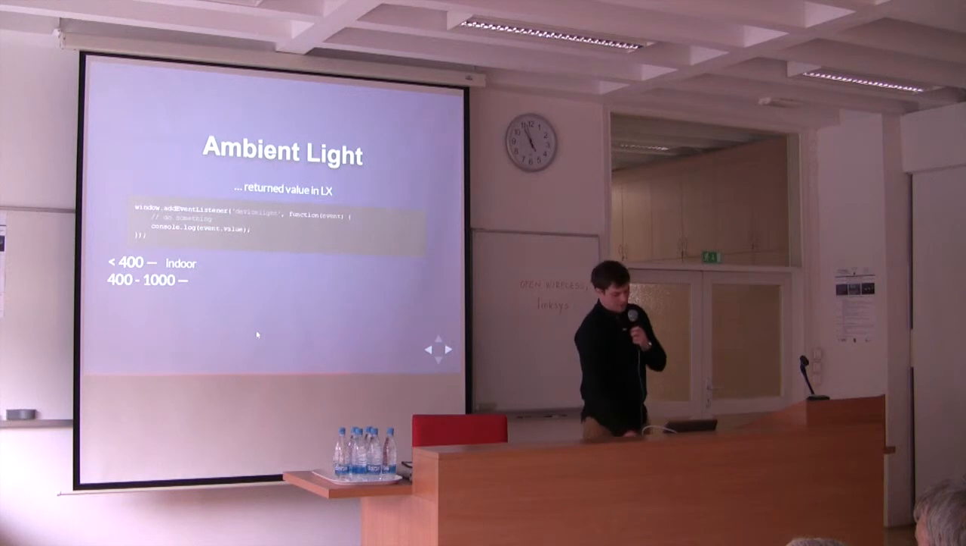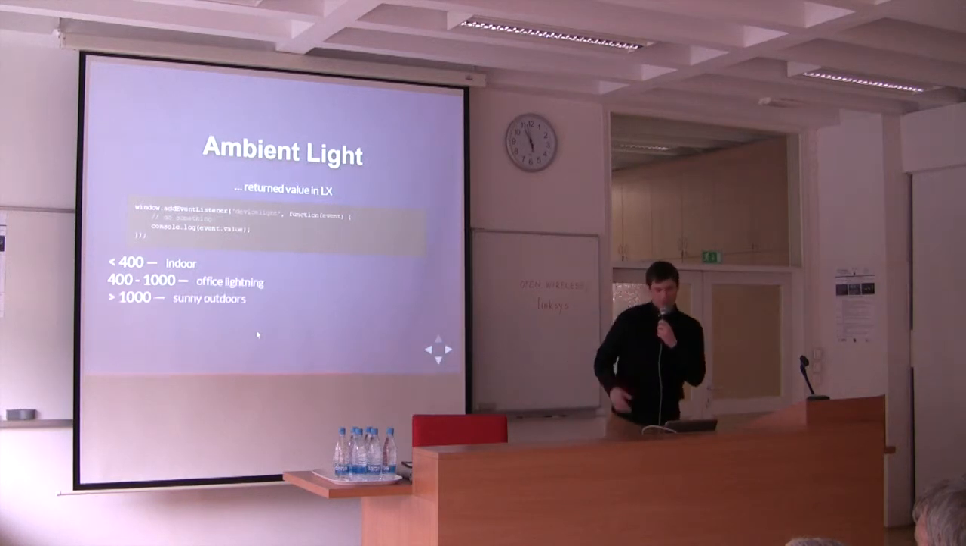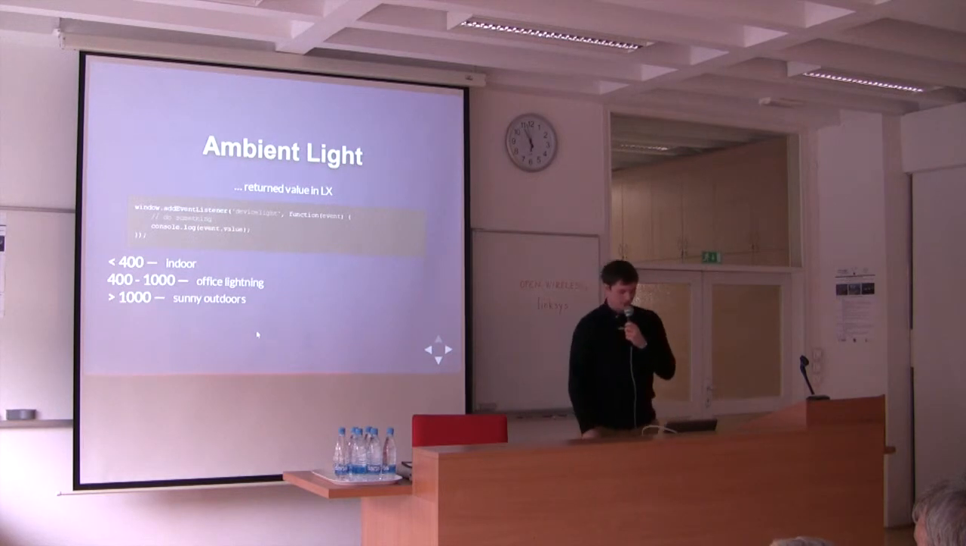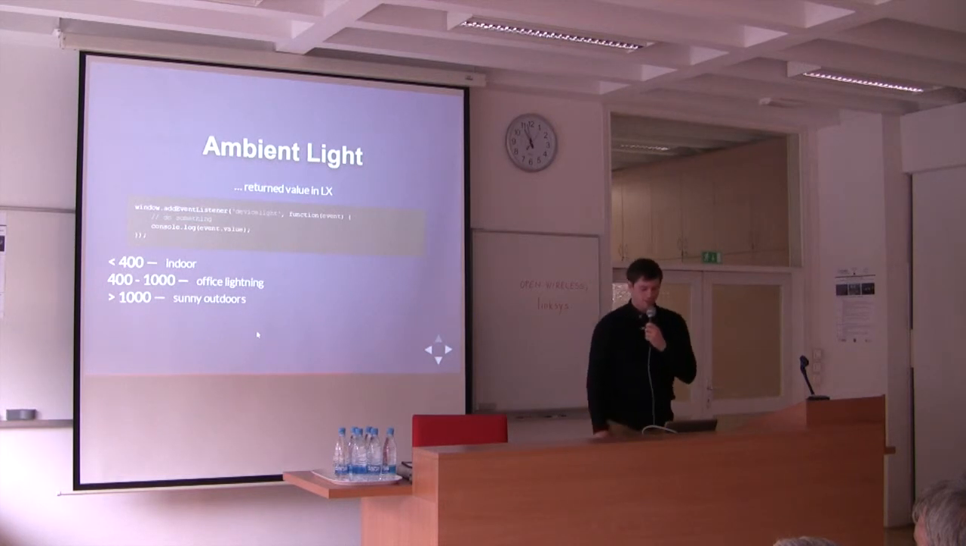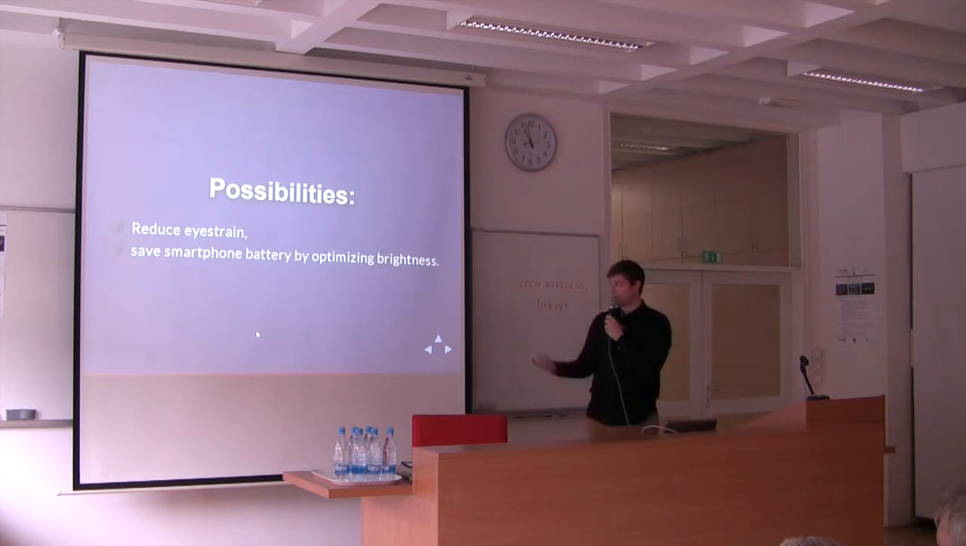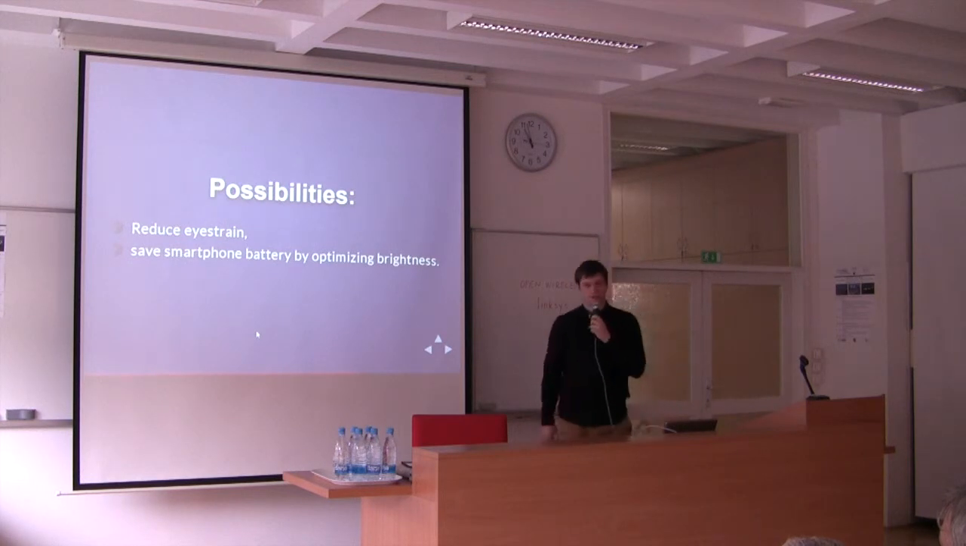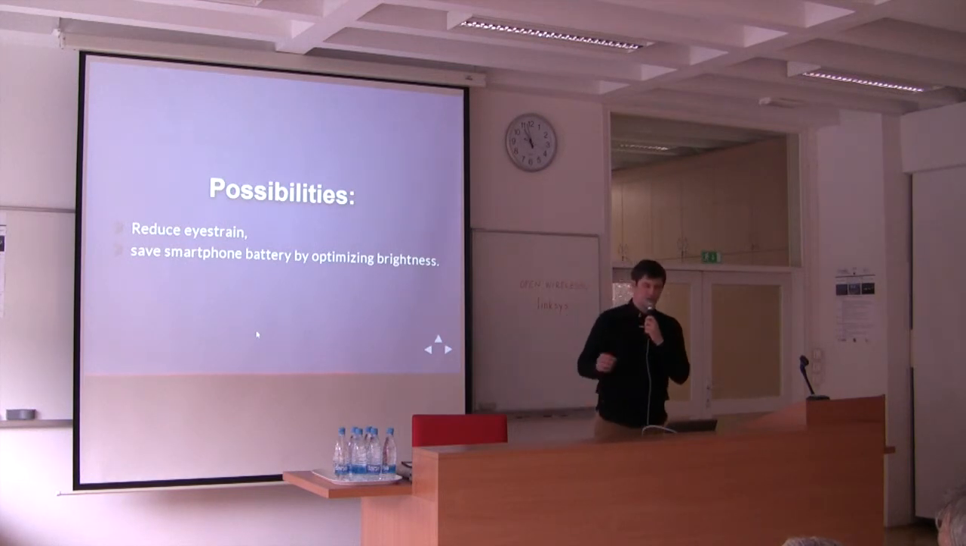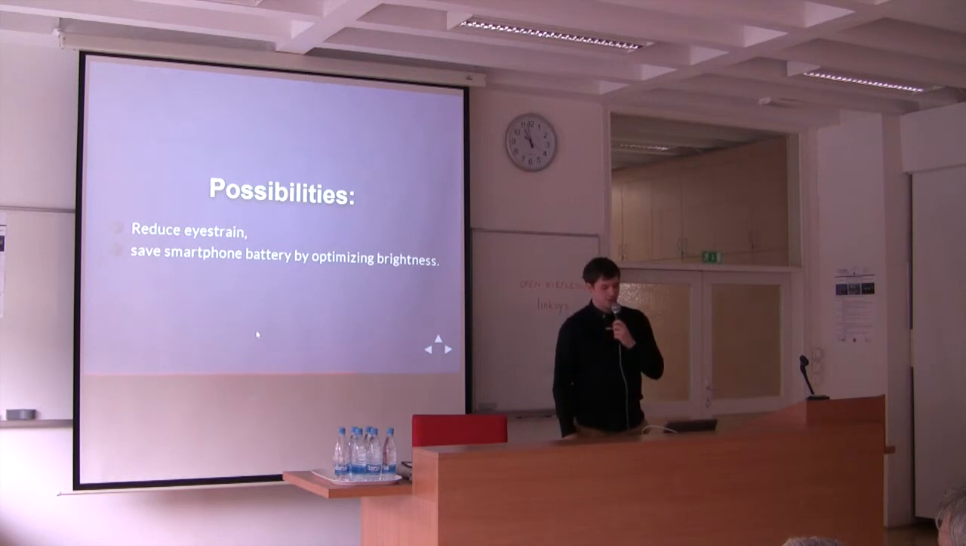It returns the value in lux. So this is the scale of how it's possible, how it is. Inside indoors there's below 400, and you see the rest. There are quite some possibilities: reduce eye strain, save smartphone battery, an optimized reading experience, adjust contrast, for instance.